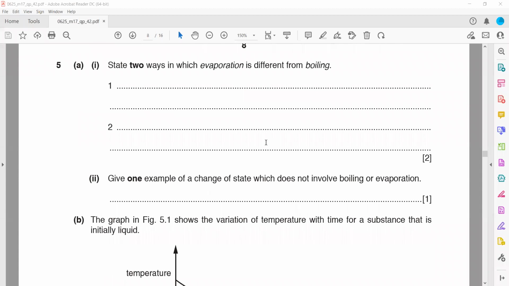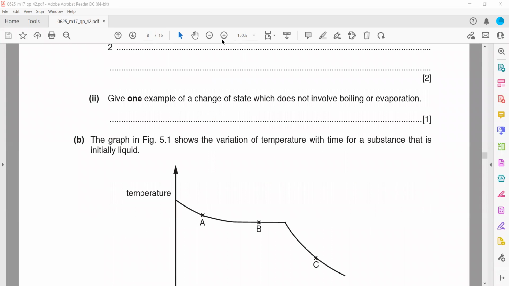Then the next: state two ways in which evaporation is different from boiling. Evaporation is a slow process. Evaporation occurs at the surface. Evaporation does not produce bubbles, whereas boiling produces bubbles.